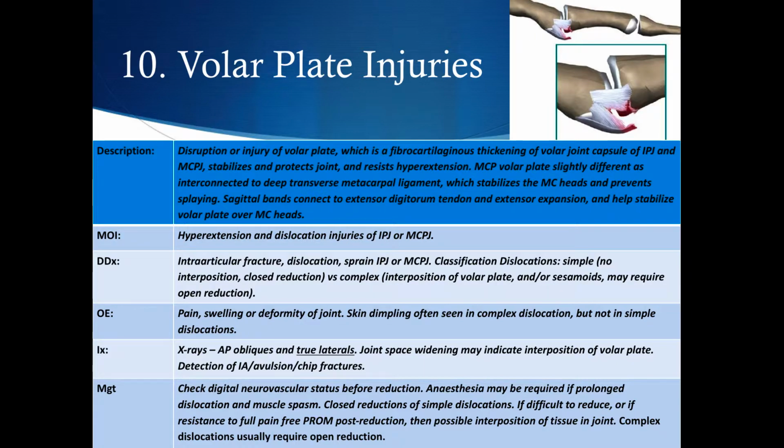The dislocations are classified into simple, which do not involve interposition of tissue in the joint and can be treated with closed reduction, versus complex dislocations, which have interposition of volar plate or sesamoids in the joint and may require open reduction. If the dislocation is difficult to reduce, or if there's a resistance to full pain-free range of motion post-reduction, then possible surgical reduction is required.